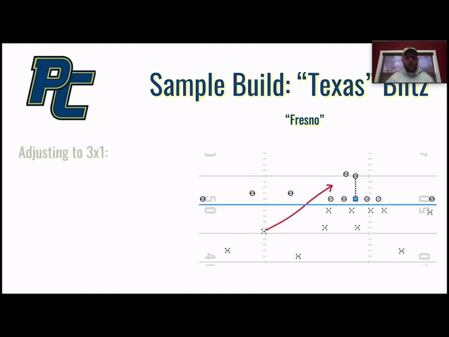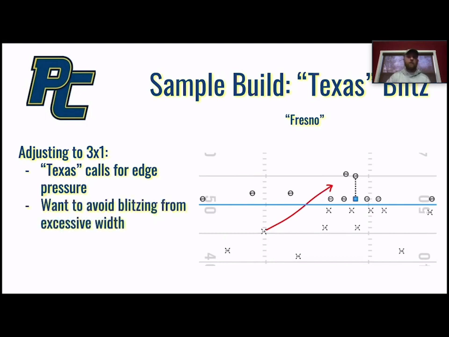All right, there we go. 3x1 adjustments. That's kind of what I alluded to a little bit earlier. If we're bumping all the way out to 3x1 and taking that nickel completely out of the fit, and we're trying to get an edge pressure there, say we're blitzing the back in this case, right?